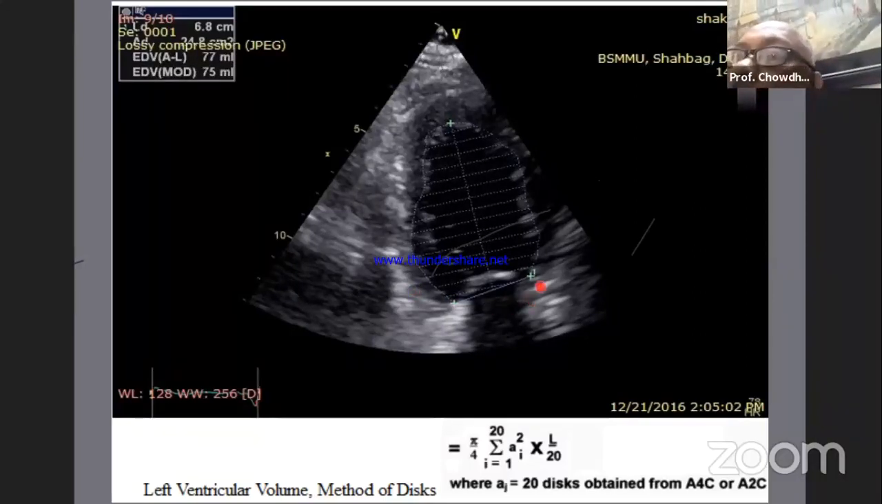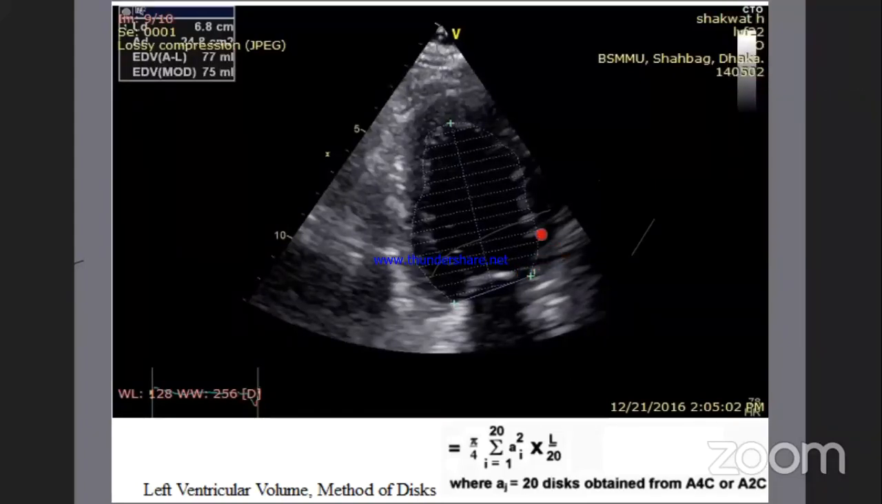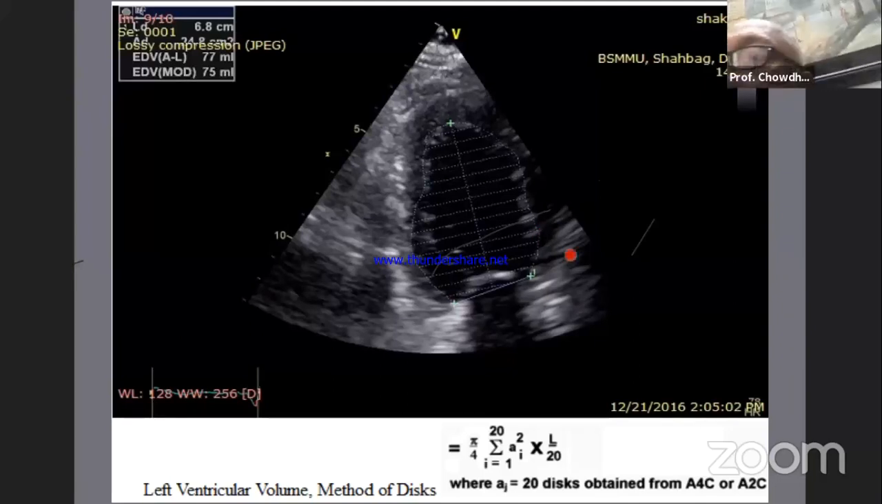So we start at the annulus, lateral annulus, and then we try to trace the border. Important point is to identify the, okay, I have now pointed it on the left ventricular muscle, myocardium.